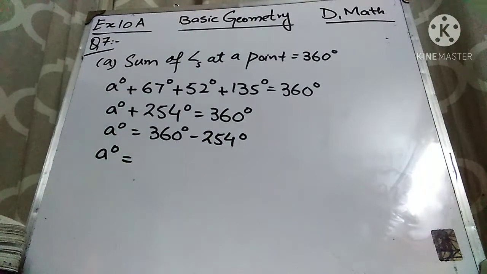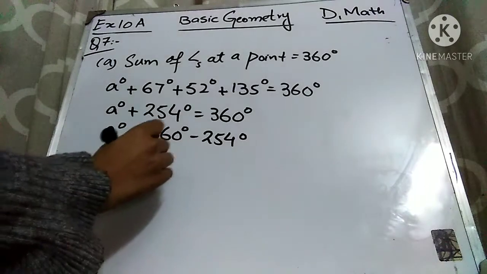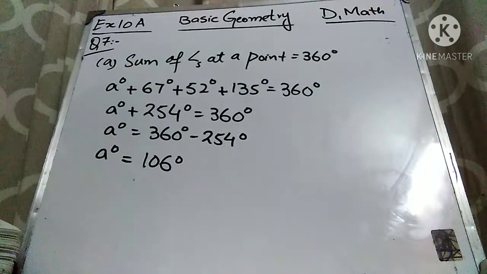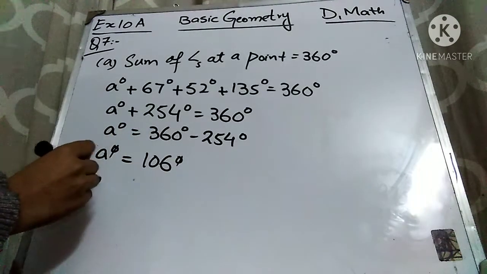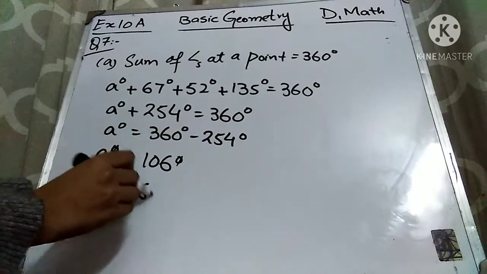So 360 minus 254 will be equal to 106 degrees. So the angle of A is 106 degrees. Okay, I hope that part is clear to you. You just have to remember that the sum of angles at a point is equal to 360. Now A is the unknown, so degree and degree will cancel each other. So the value of A is 106.